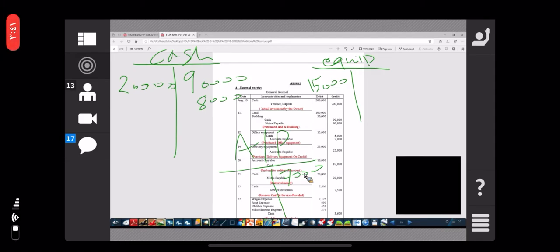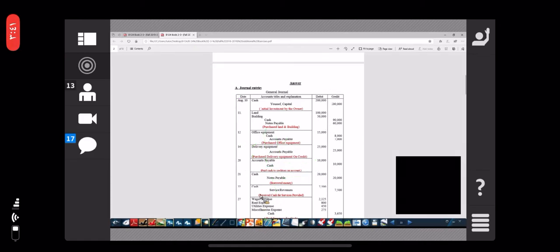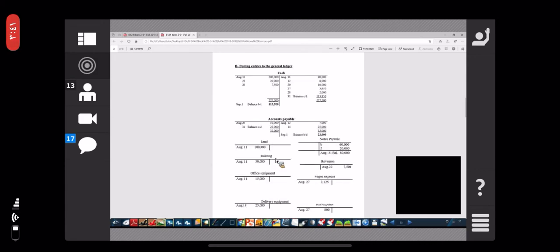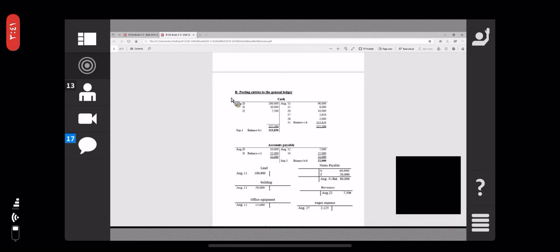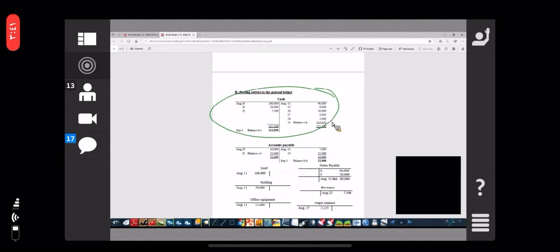Okay, VC. So you need to complete all the posting. After completing all the posting, what will you do? You will prepare the balance for each T account. So here, these are the transactions. These are all the posting transactions for the cash account. This is all transactions for the cash account. We post from journal to ledger.